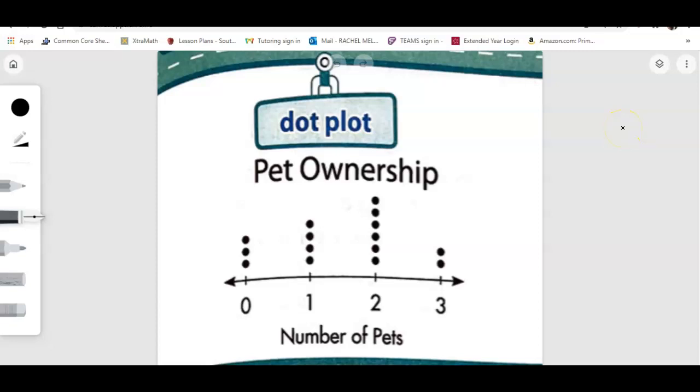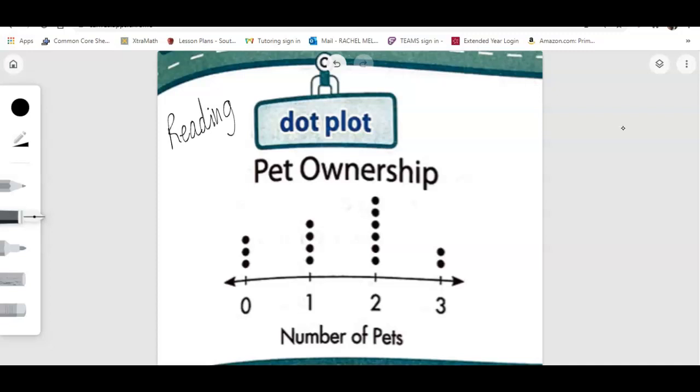So today's lesson is going to be on reading dot plots. Okay, today we're going to just look at them and analyze them, and then tomorrow we're going to actually make our own dot plots. Okay, so remember that a dot plot is basically a way of taking information and putting it together based on place value.